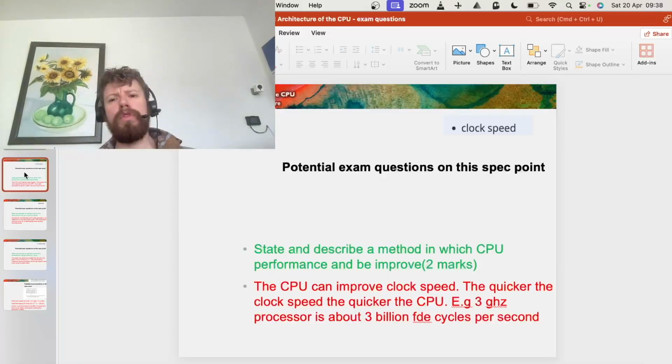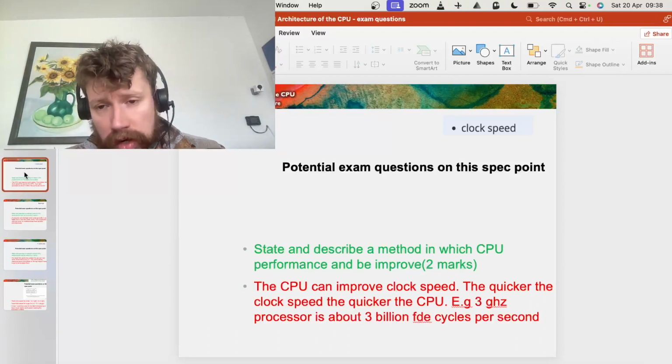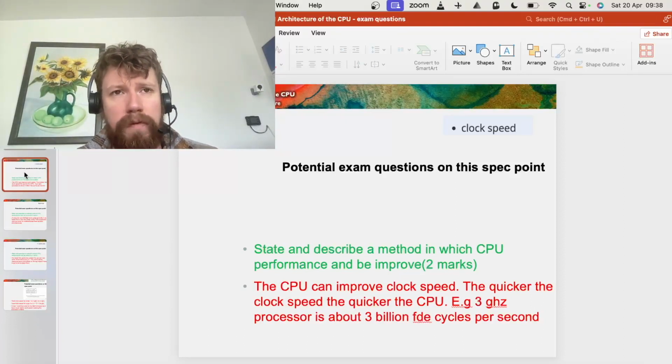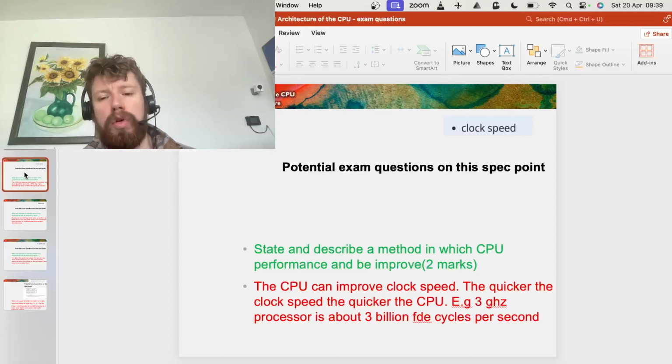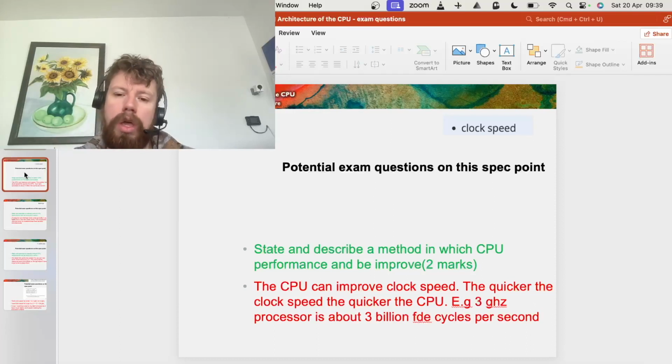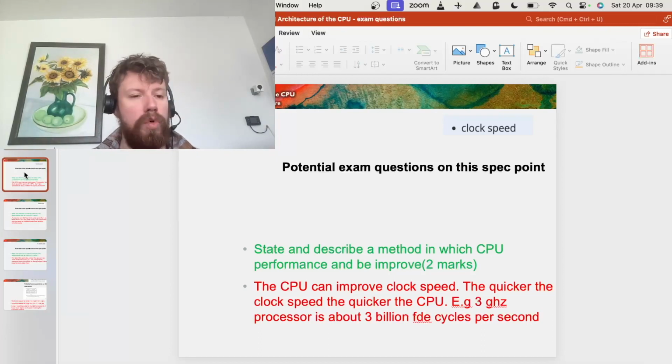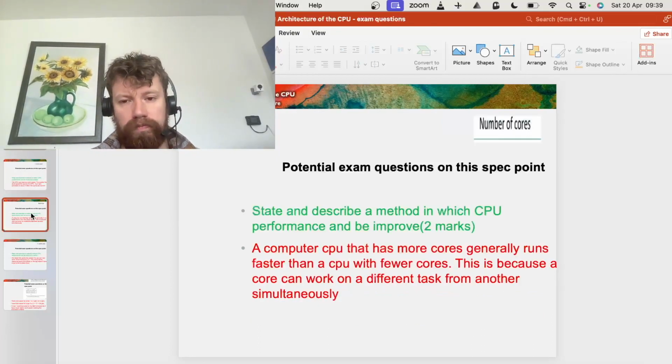So the first point that we're going to look at is how clock speed affects the performance of the CPU. The quicker the clock speed, the quicker the CPU generally. 3 gigahertz means about 3 billion fetch, decode, execute cycles per second. So if you've got a quicker clock speed like 4 gigahertz, that would be a faster CPU because more things would be done per second.